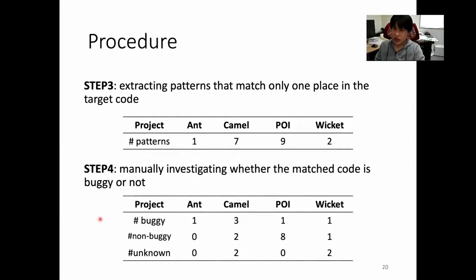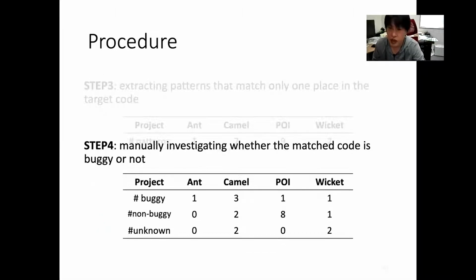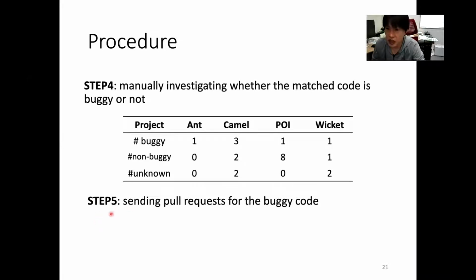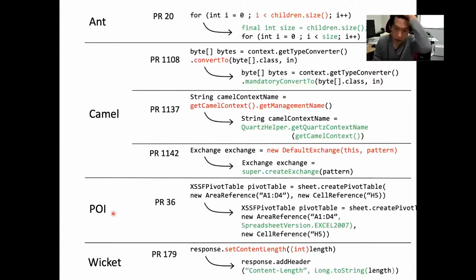And unfortunately, we couldn't determine whether the matched code is buggy or not for some patterns because we are neither the developers nor experts for the target project. And in step 5, we sent a pull request for the buggy code via GitHub. This slide summarizes 6 pull requests that we made.